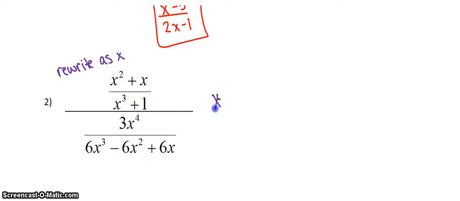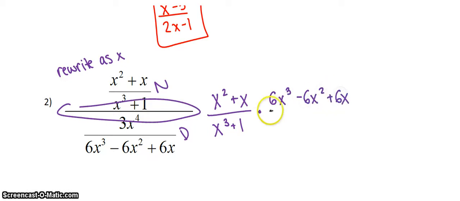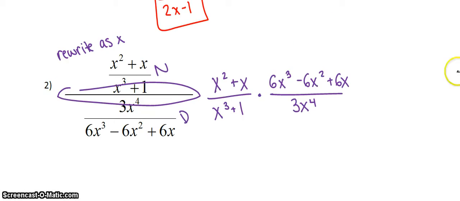So this problem is the same thing as saying, well, this first fraction is the numerator. And I know there's multiple fraction signs, but let's look at this big fraction. This is the numerator, this is the denominator. Instead of dividing by the denominator, that's really the same as multiplying by its reciprocal. So we have 6x to the third minus 6x squared plus 6x in the numerator now, and the denominator will be our 3x to the fourth. So the good news is if you do this, then it becomes a multiplication problem, and division and multiplication are then handled the same way.